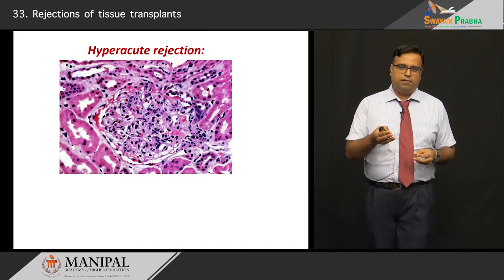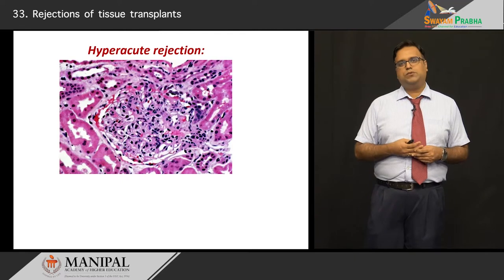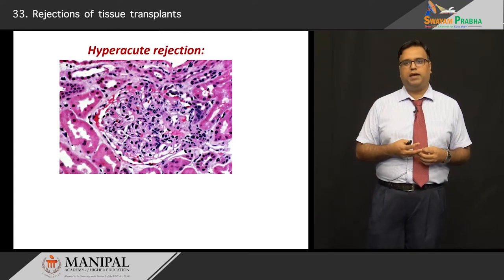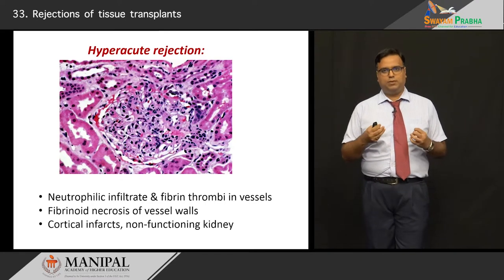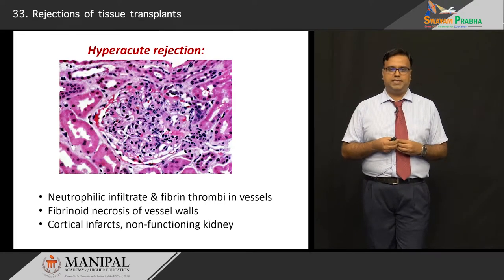You can see some reddish structures there. Those are the blood vessels with the microthrombi. And then there are all of these cells. You can see the blue ones there. Those are the neutrophilic infiltrate which are engaging there.